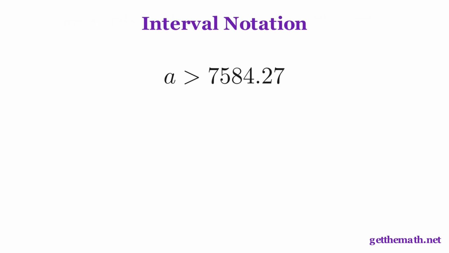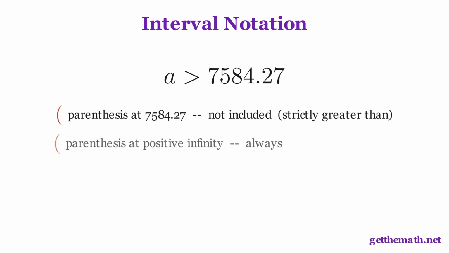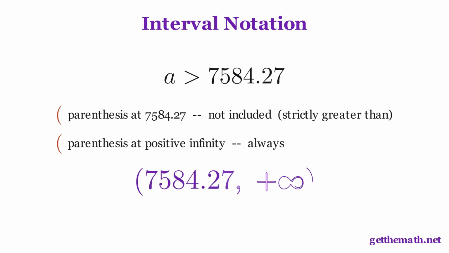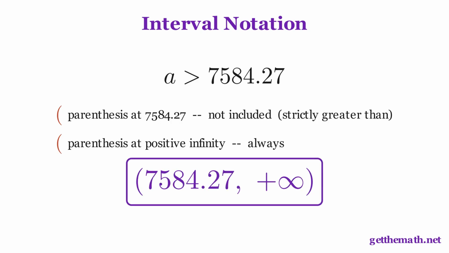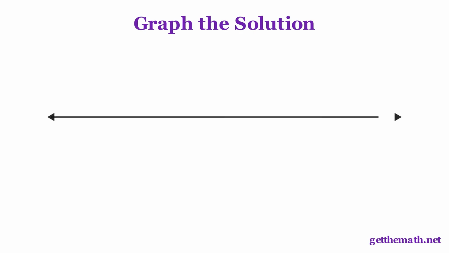7,584.27. Now let's write the answer in interval notation. Our solution is A is greater than 7,584.27. We use an open parenthesis at 7,584.27 because that value is not included. The solution goes to positive infinity, which also gets a parenthesis. The interval notation is, open parenthesis, 7,584.27, comma, positive infinity, close parenthesis.